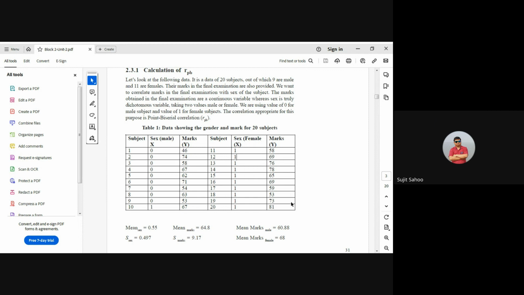Sir, male 1? Out of which 9 are male and 11 are female.